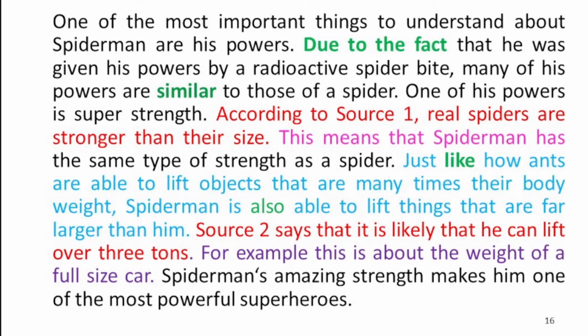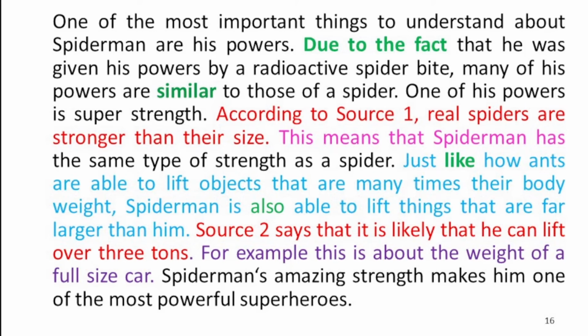If we continue, it says, according to Source 1, real spiders are stronger than their size. Here we are seeing reference to the source. The writer is telling us where he or she got this information from. But he or she also continues to say, this means that Spider-Man has the same type of strength as a spider. Here, the writer is interpreting the information from the source, or the source evidence.